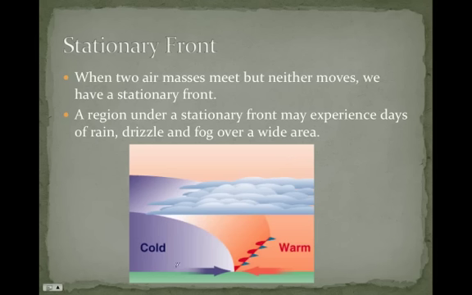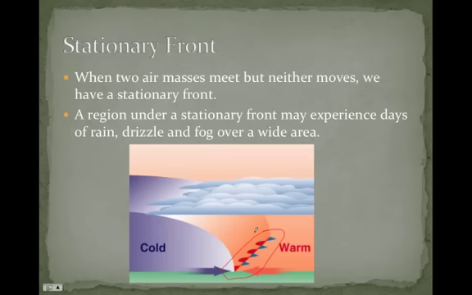A stationary front is when two air masses meet, but neither moves. So you can have a cold air mass next to a warm air mass. They're not moving each other out of the way. If you look down here, you can see the symbol. The symbol for this is triangles on one side, half circles on the other, and they're red and blue. So they are their normal colors. Stationary front, and you can see which way the two fronts are kind of heading, but they don't push each other out of the way.